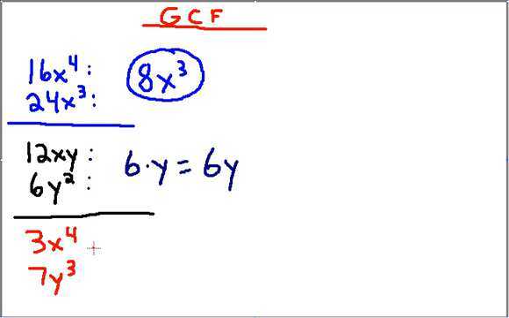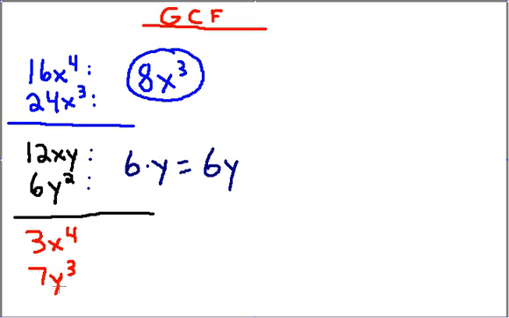Let's take a look lastly here at 3x to the fourth and 7y to the third. First of all, we ask ourselves, what is the greatest common factor of the coefficients, 3 and 7? Well, 3 and 7 are both prime, so they don't have any common factors other than the number 1. What about x to the fourth and y to the third? We have an x variable up here, but we don't have an x variable down here. So x is not a common factor. X to any power is not a common factor.